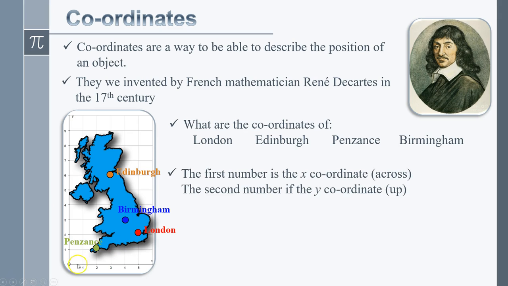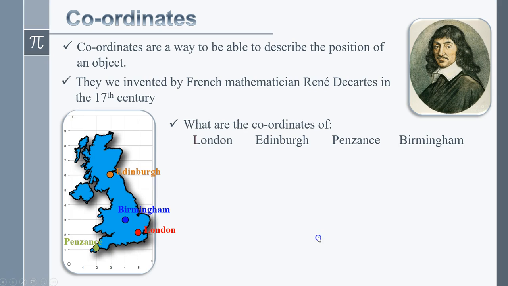As I said, the first number in our pair is the x-coordinate. There are lots of different ways of remembering it. A lot of people say x is across, or some people say you go along the corridor and then up the stairs. So along the corridor means we go to the x one first, and then we go up the stairs, which is the y-axis.